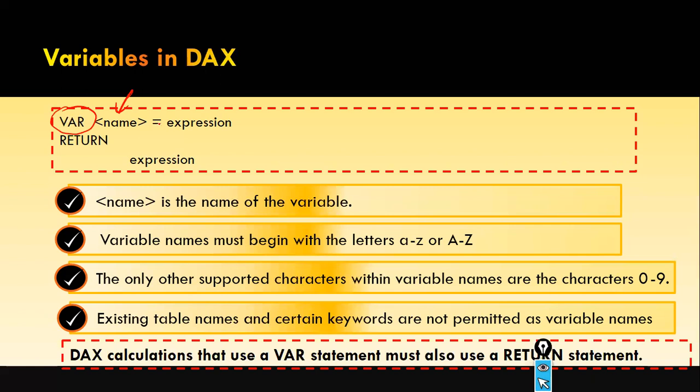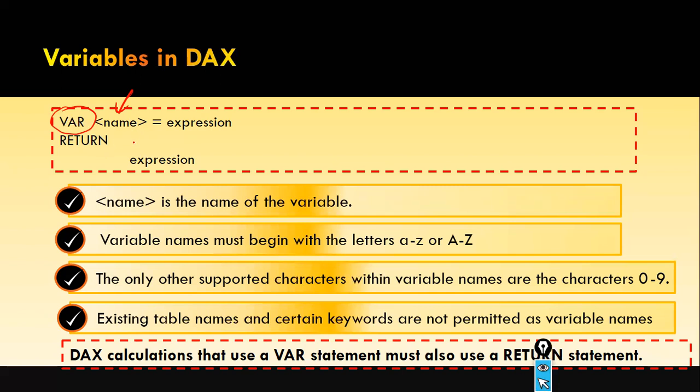Then followed by this, you have the equal sign, and on the right side of the equal sign, we specify the expression. Learning how to use variables is extremely crucial. In the case of DAX, the var should be followed by the return. Whenever you declare any variable, it should be coupled with a return, and you can define more than one variable also. For each variable, you don't have to specify return, but at the end of the day, when you use var, you need to use return.